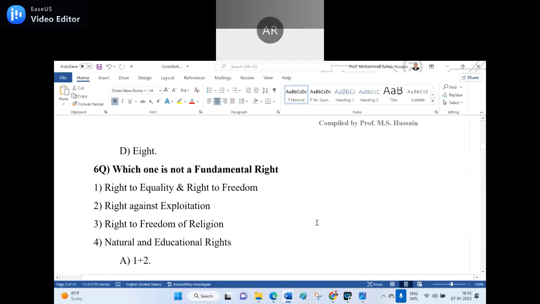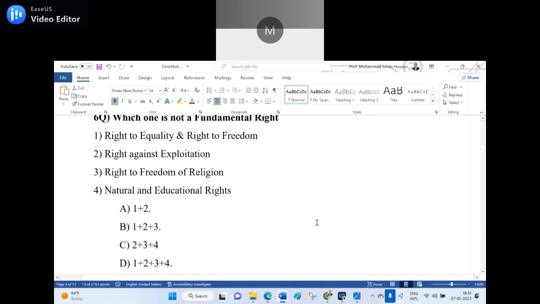Okay, now the question comes. Sixth question. Which one is not a fundamental right? Number 1, right to equality and right to freedom. 2, right against exploitation. 3, right to freedom of religion. 4, cultural and educational right. Now, options are given. A, 1 plus 2. B, 1 plus 2 plus 3. C, 2 plus 3 plus 4. D, 1 plus 2 plus 3 plus 4.